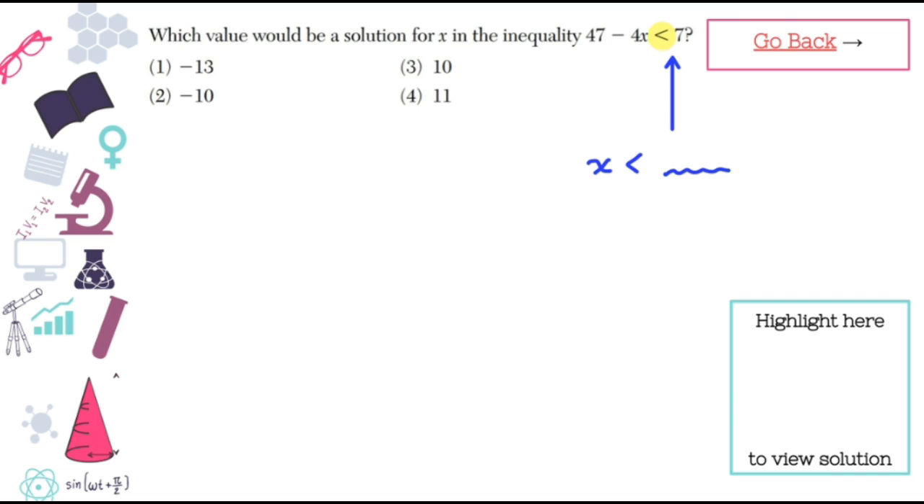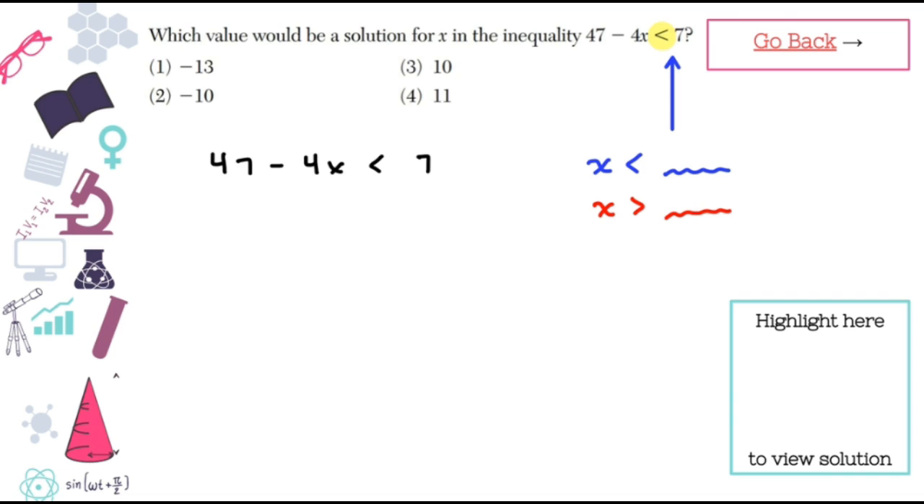On the other hand, if we have something like x is greater than whatever we have over here on the right-hand side, then we have to make sure that we choose a quantity that is larger, not exactly equal to. So let's go through and solve this one and see what we end up with. It looks like we've got 47 minus 4x is less than 7.